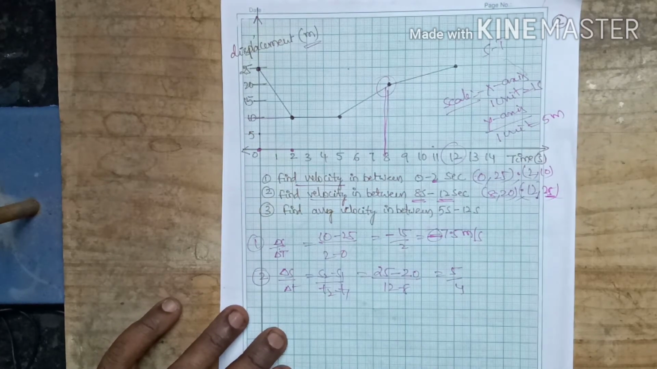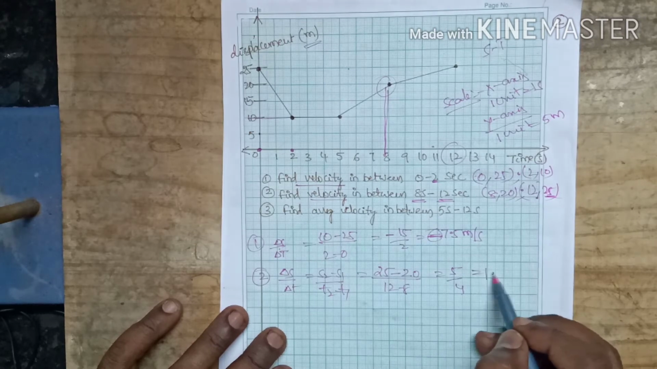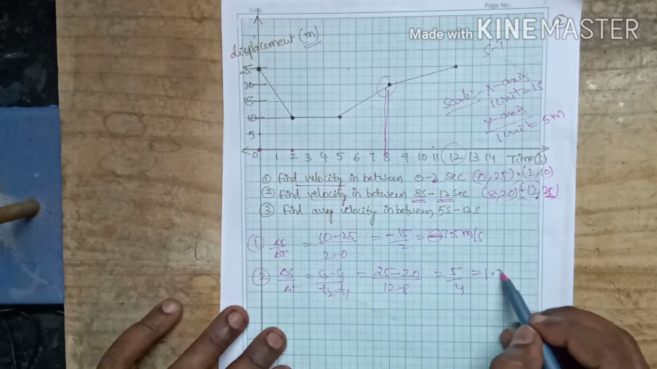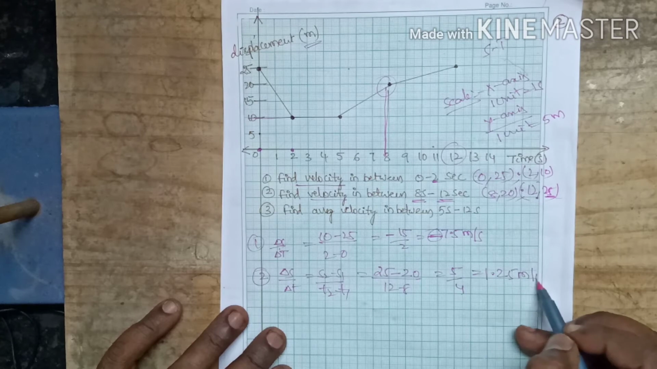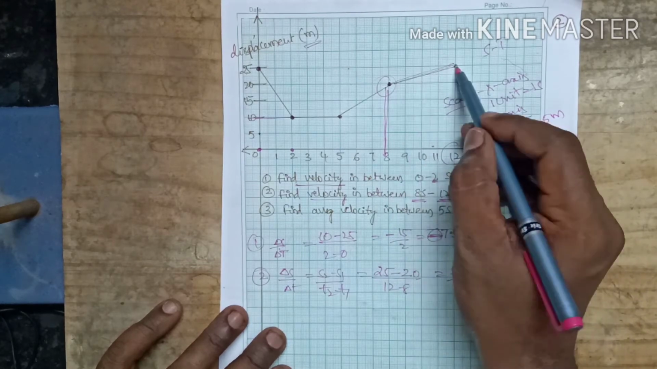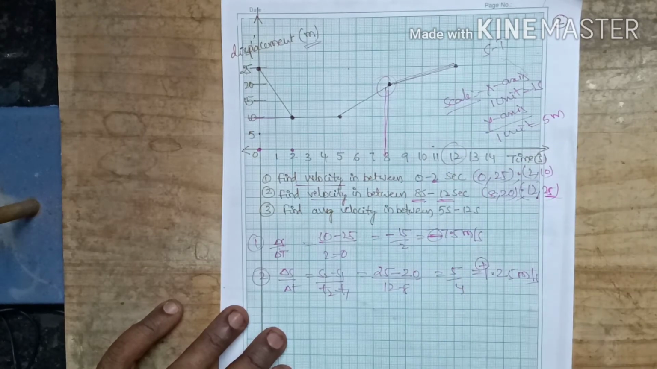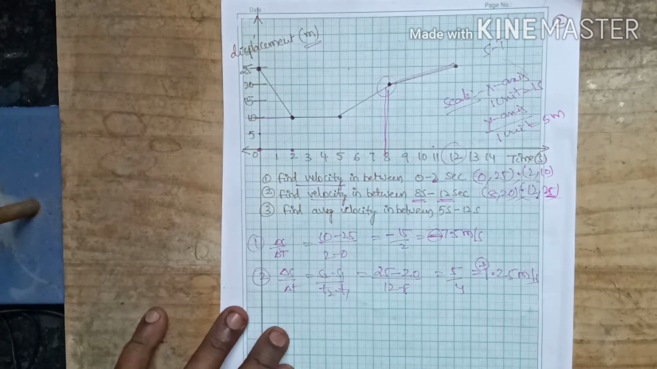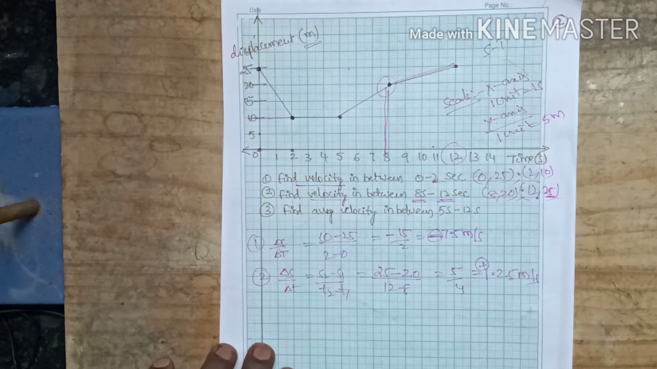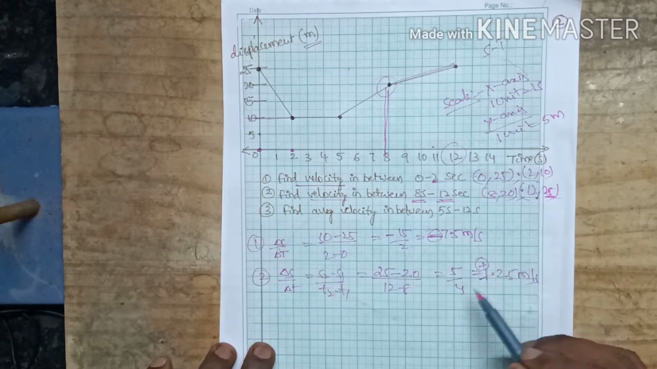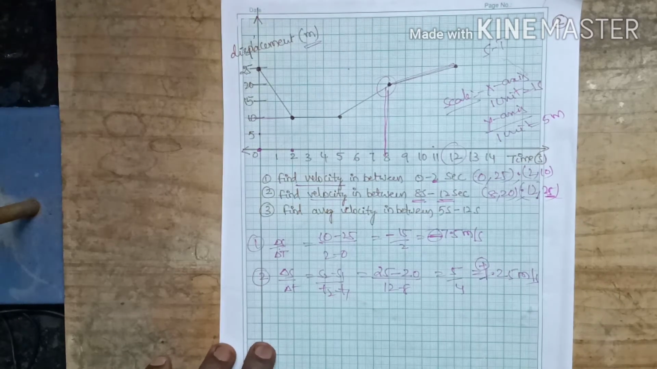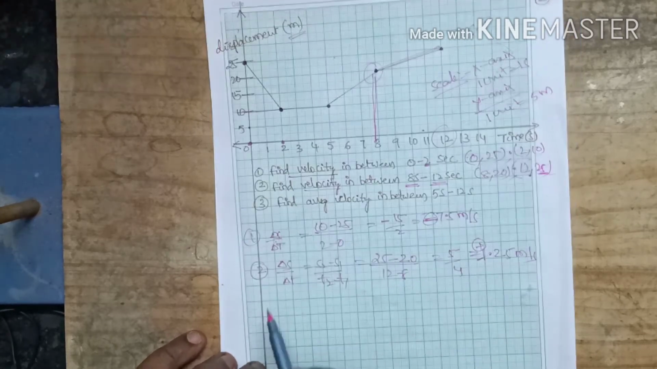So that is 5 by 4, that is 1.25 meter per second. See here, velocity is gradually increasing, so it becomes plus. Velocity may be positive or may be negative. If velocity is positive, that means an increase in the speed. If velocity is negative, it is a decrease in the speed, which means slowly it will come to rest.